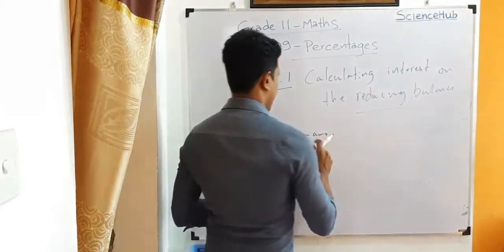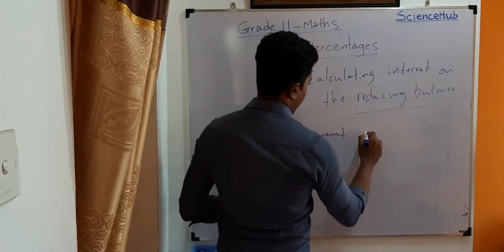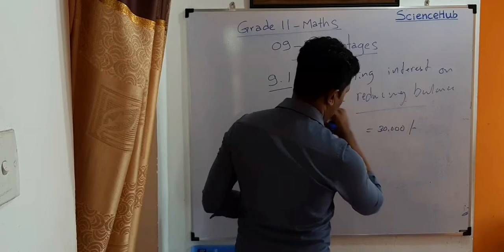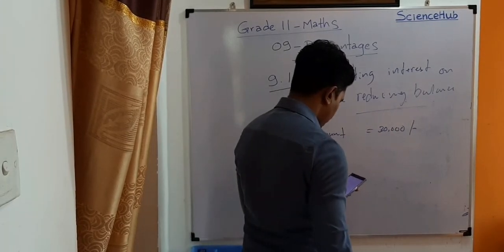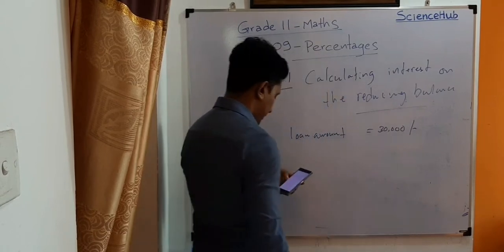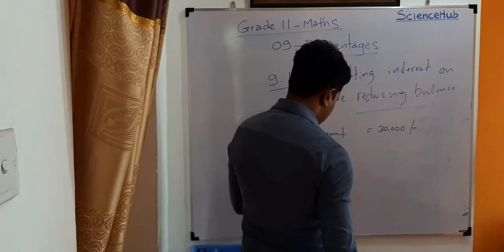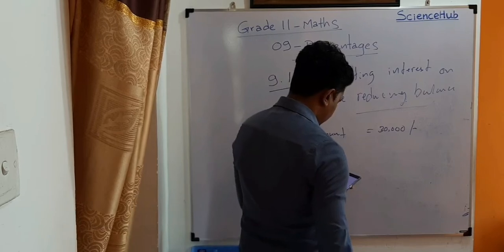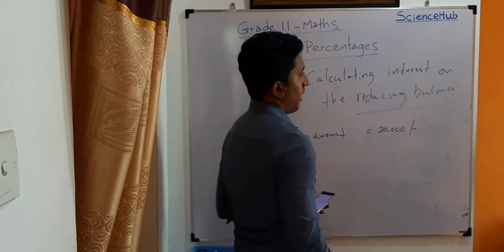Okay, loan amount is equal to 30,000. Okay, and the annual interest rate is 24%, and 6 installments. Here the loan has to be paid back in 6 equal monthly installments.